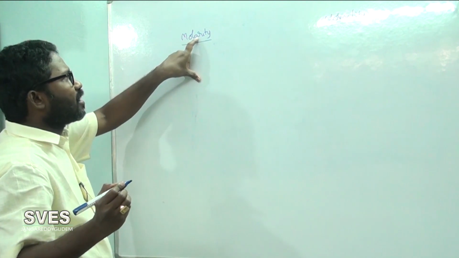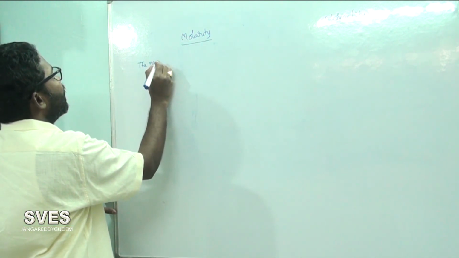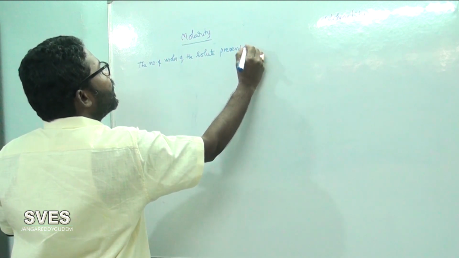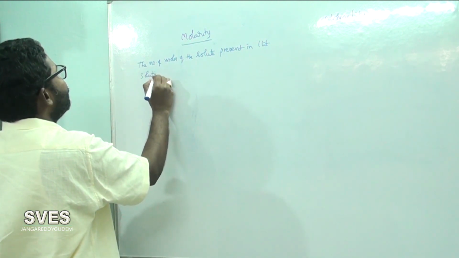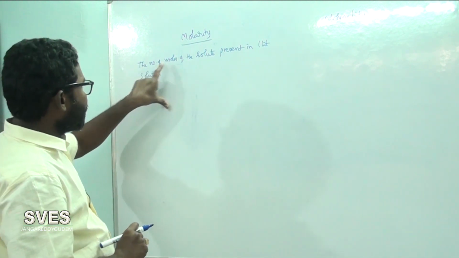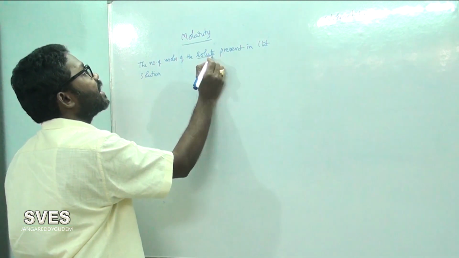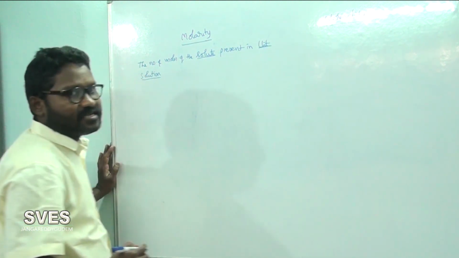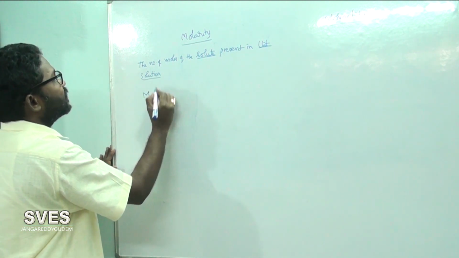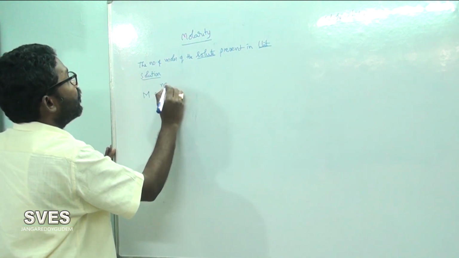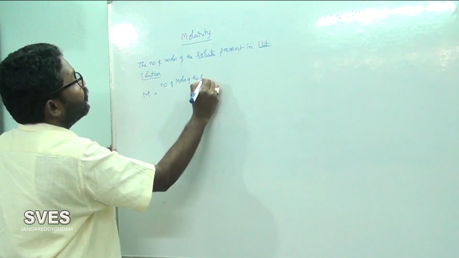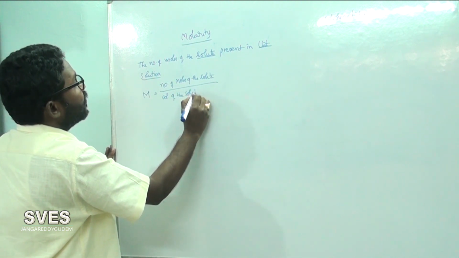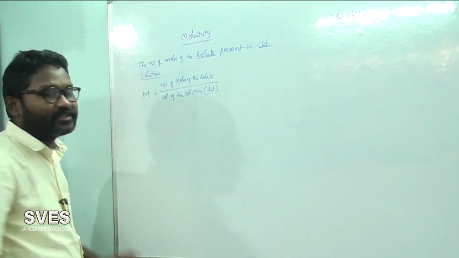For a solution, what is molarity? The number of moles of the solute present in 1 liter solution is called molarity. The quantity of solute is expressed in moles, and the quantity of solution is expressed in liters. So what is the symbol for molarity? Capital M. This can be defined as the number of moles of the solute by volume of the solution expressed in liters. Simply.